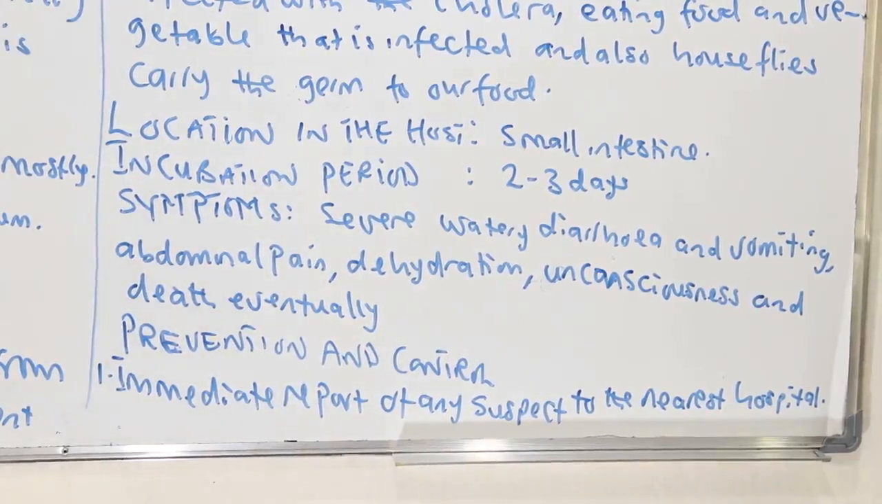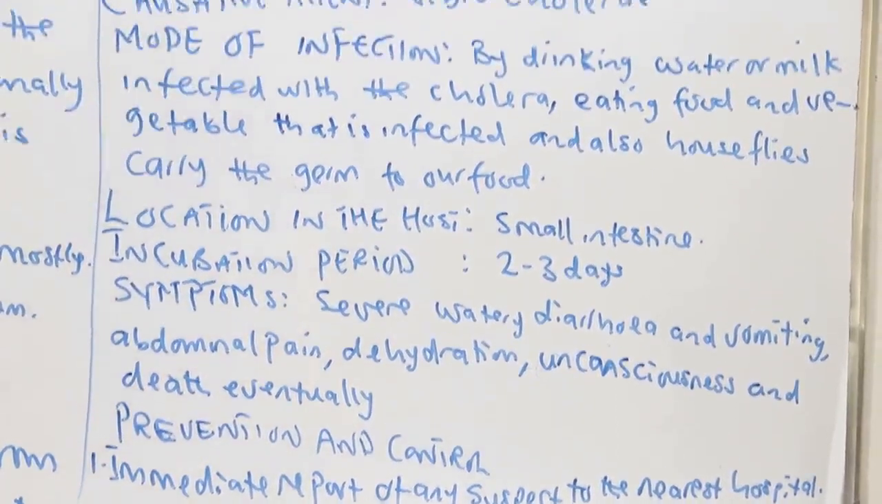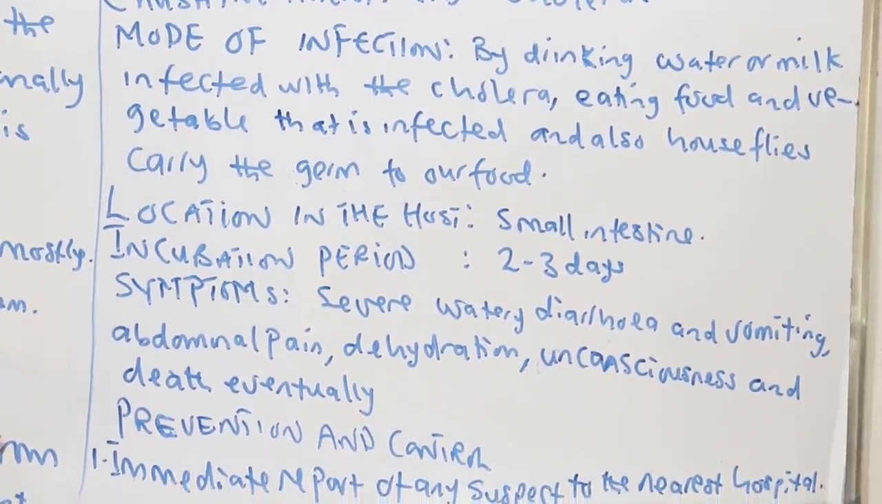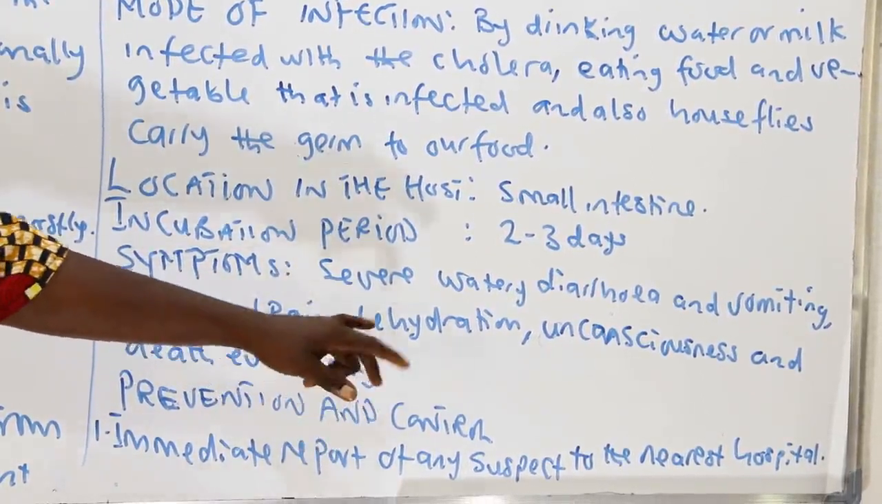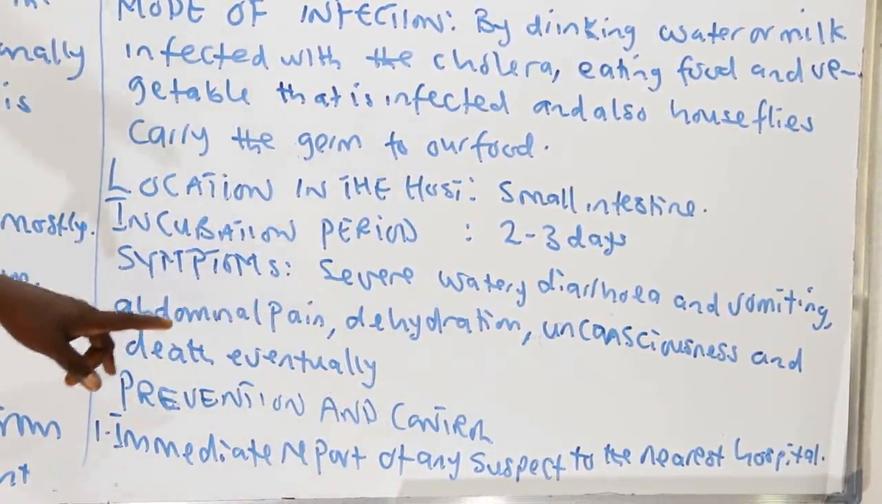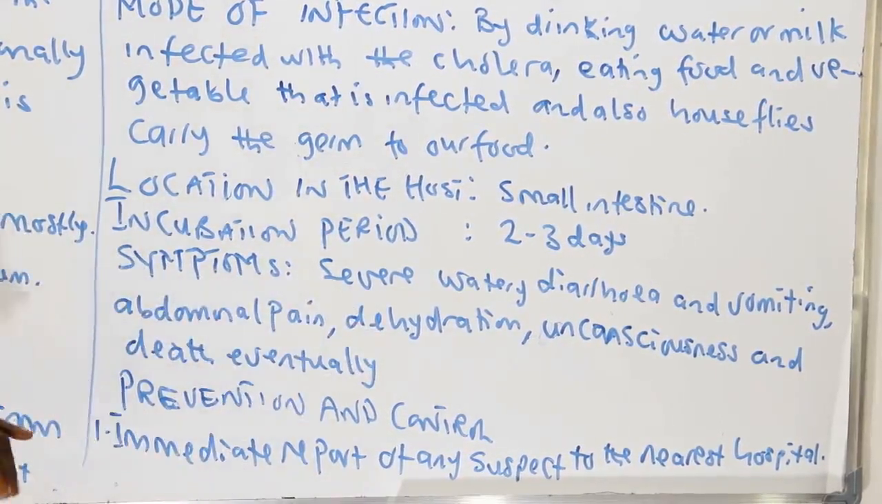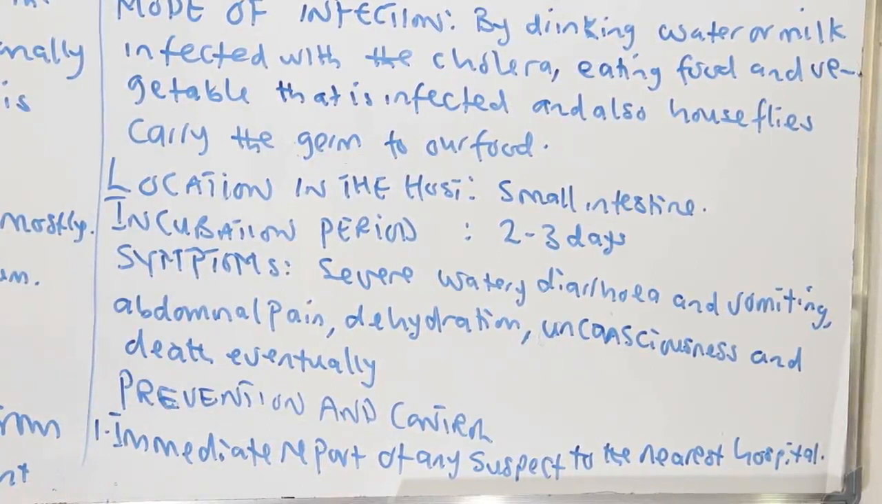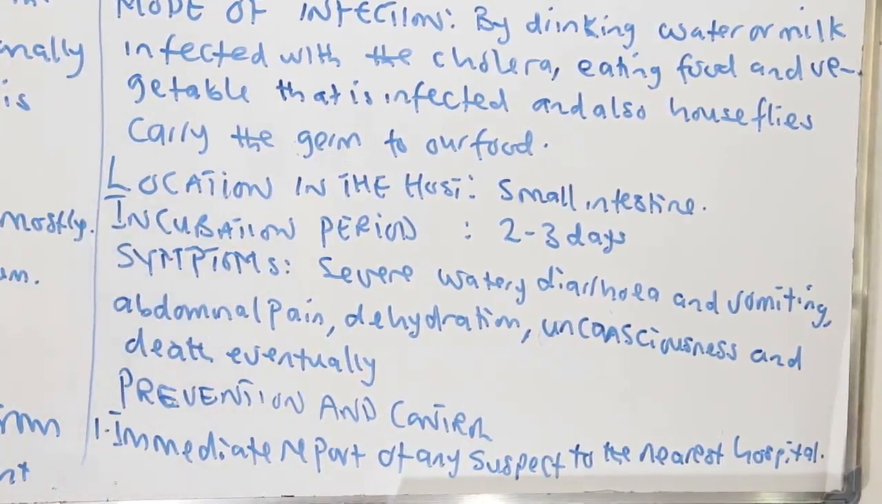From the mode of transmission, we easily deduce the prevention and the control. The first one here is that because the disease can eventually lead to death if the individual is not properly taken care of in the shortest time available, you have to immediately report any suspected person to the nearest hospital. If you have any suspected case, once you notice these symptoms, we take the person to the nearest hospital.